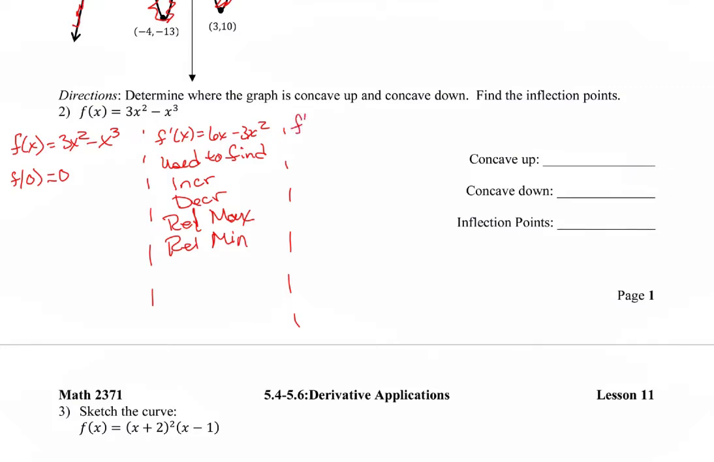So now we're going to find the second derivative, which is 6 minus 6x. All right? And so let me put a little x in there. So now we're going to set that to 0. So that's 6 times 1 minus x. So x equals 1.